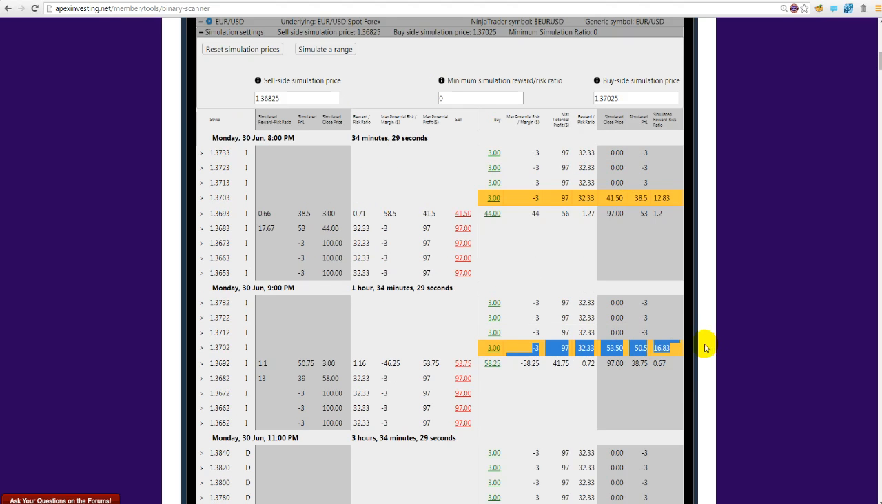Okay? So, let me ask you a question. If you know binaries move faster the closer they get to expiration, but also the closer they are to where the market is, and you see an out-of-the-money binary that expires in 34 minutes and an out-of-the-money binary that expires in an hour and a half, and the one that expires in an hour and a half actually makes more if it moves, which one is better? The one that expires at 8 or 9? What's the better contract? If you were to choose that one.